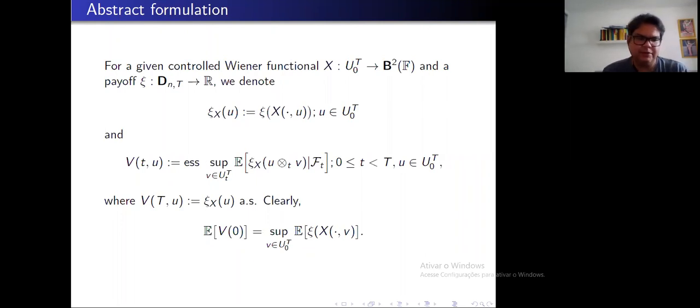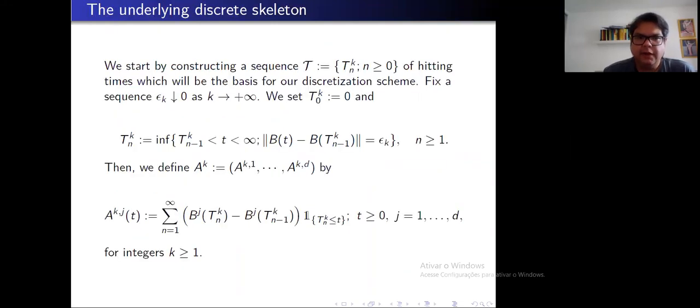There are at least two directions to tackle this question. One would be to characterize the value process in terms of BSDEs, second order BSDEs, whatever. But our focus is to design a numerical scheme to compute this number here. The way we do it is to discretize everything. Our discretization will be based, as I said before, on the Brownian motion, and on a sequence of hitting times that I describe here.